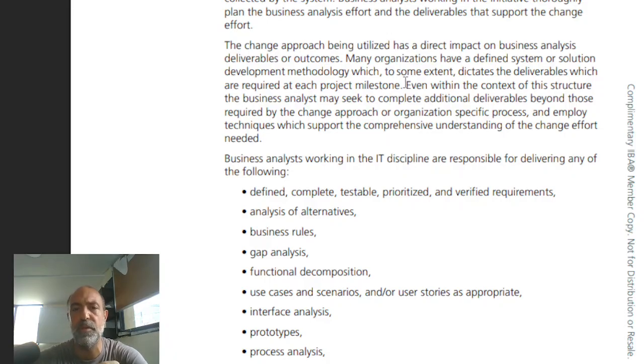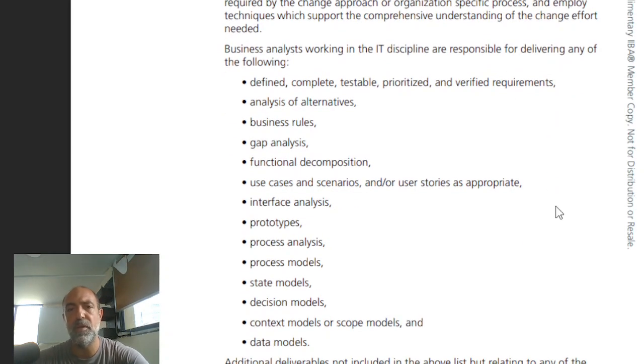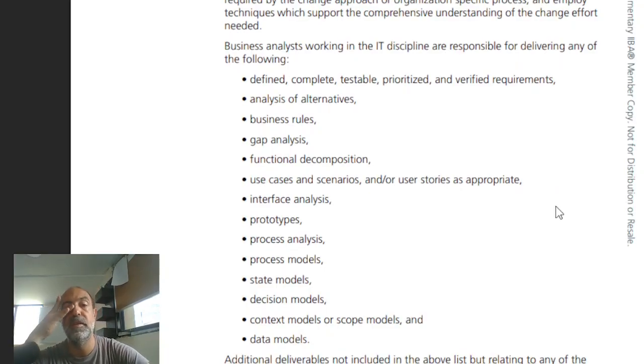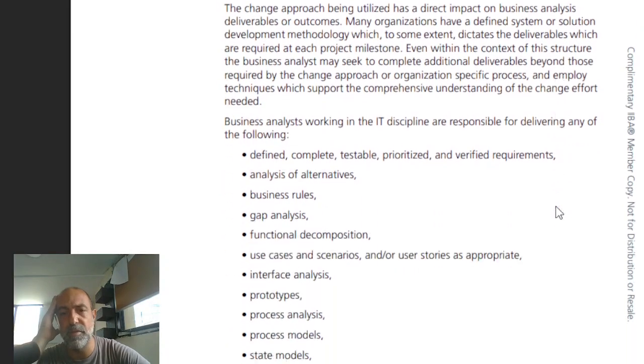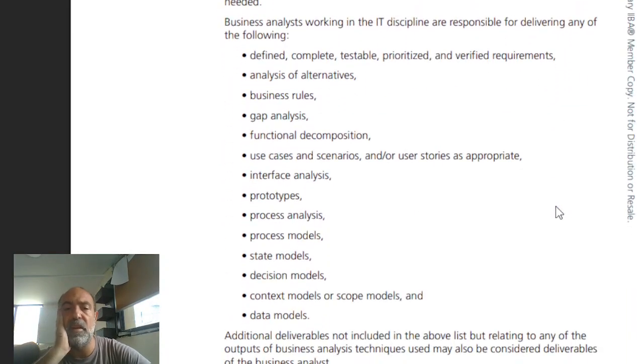Even within the context of the structure, the business analyst may seek to complete additional deliverables beyond those required by the change approach or organization-specific processes, and employ techniques which support the comprehensive understanding of the change effort needed. Business analysts working in the IT discipline are responsible for delivering any of the following. All right, so I think this is basically, what are the outcomes? Analysis of alternatives, business rules, gap analysis, functional decomposition.